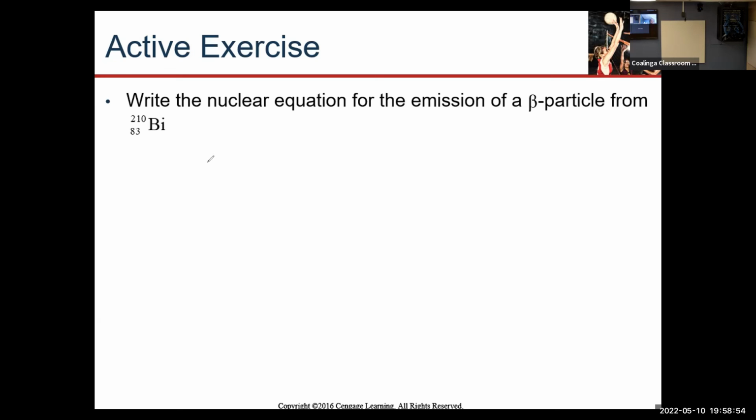So is it polonium? That's right. So then if we wrote it, it would be Bi 83 210 yields E 0 -1, and polonium 84. Okay, not too bad, right?